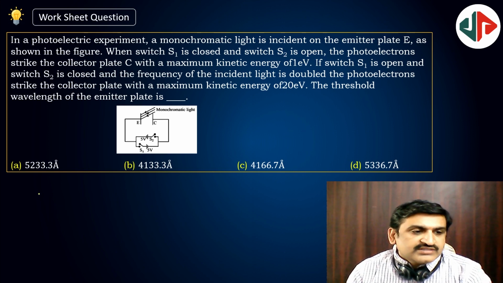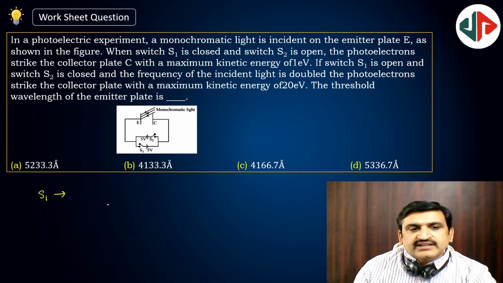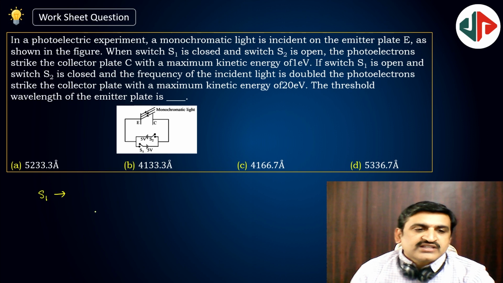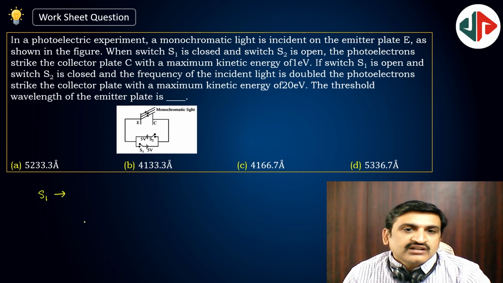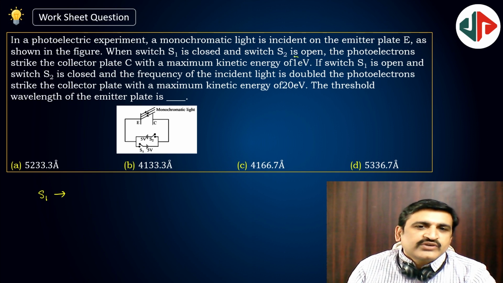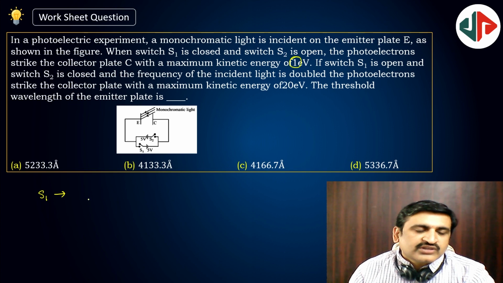Here in case 1, S1 is closed. In that case, this E is connected to positive, still stopping potential, that means electrons are liberated from E only, right? So already 5 volts you are giving, still stopping potential you needed 1 volt. So total stopping potential is 6 volt. That means hc by lambda is given by work function plus stopping potential, 5 plus 1 electron volt.